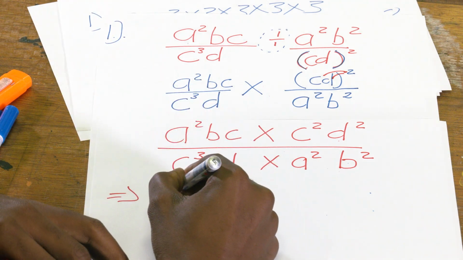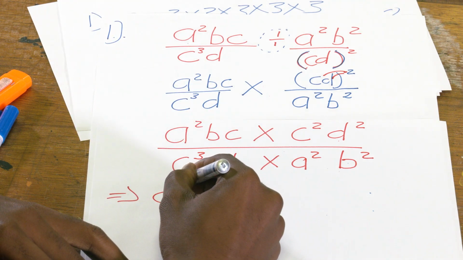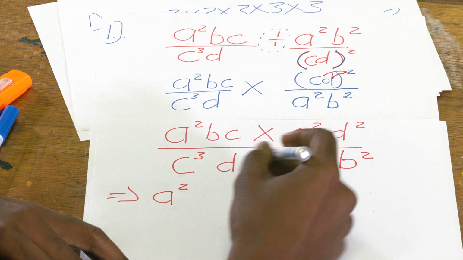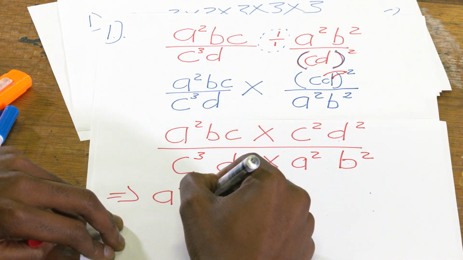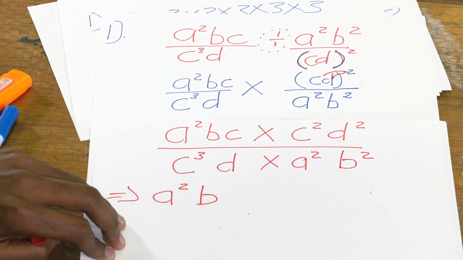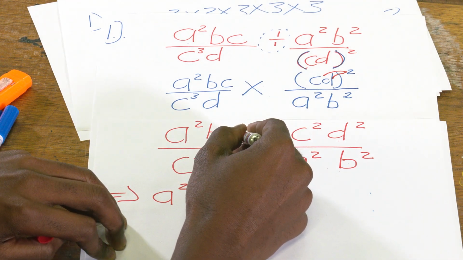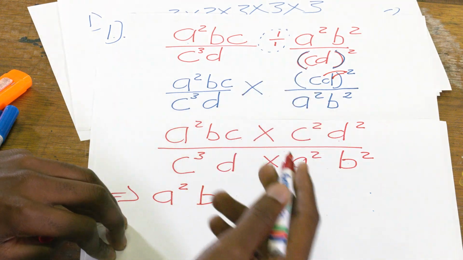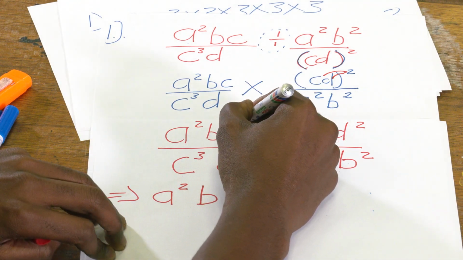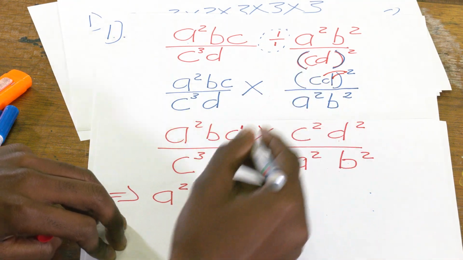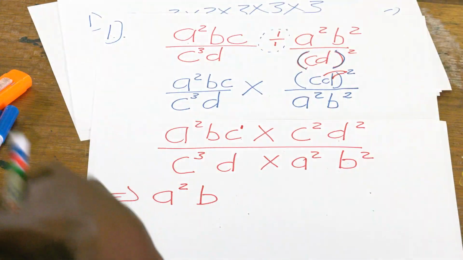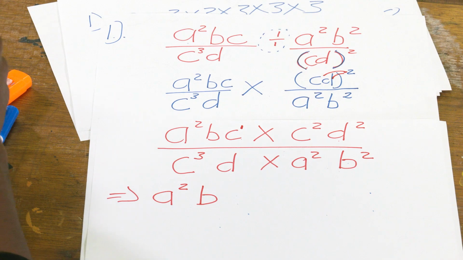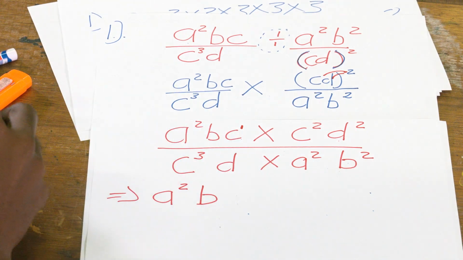So a squared is the only one. There's no other a at the top. And then, do we have another b? No, we don't. So b is alone. Aha, but now we have c. Since this c has nothing written on it, it always means that it's raised to 1. Remember that anything raised to 1 is that variable itself. So we have c to the 1.